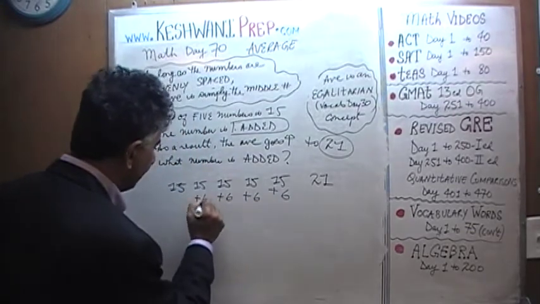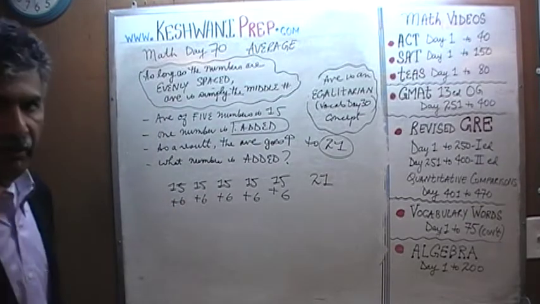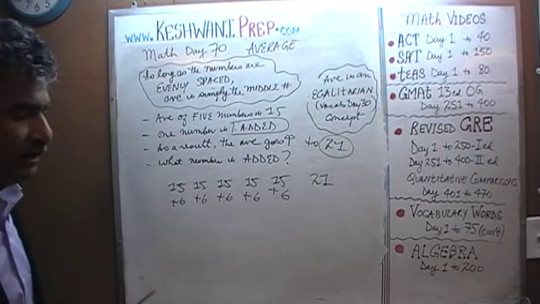We need to give each of these guys 6. Everybody has to be given 6 in order for all of them to be 21.